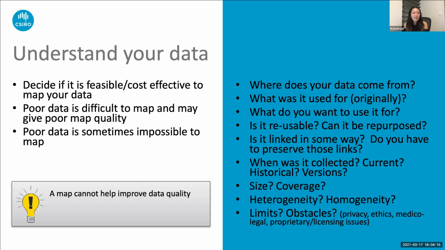So to decide if it's feasible or cost effective to map your data, you really need to understand your data. Poor data itself is difficult to map and may give you a poor map quality, and sometimes is actually impossible to map at all. Some questions to think about: where does your data come from? What was it used for originally? What do you want to use it for now? Is the data reusable and can it be repurposed? Is the data linked in some way, and is it important to preserve those links?